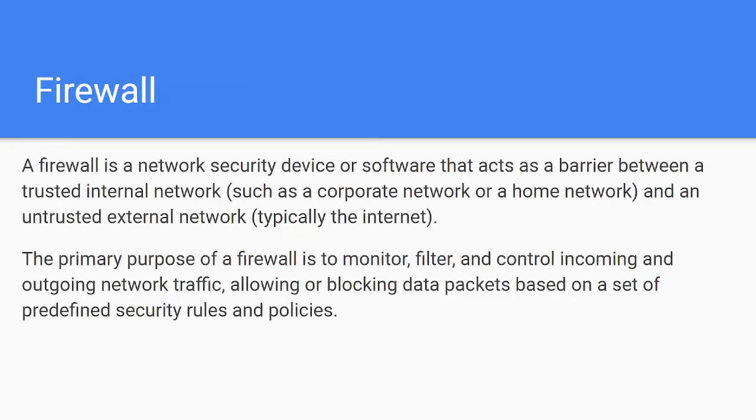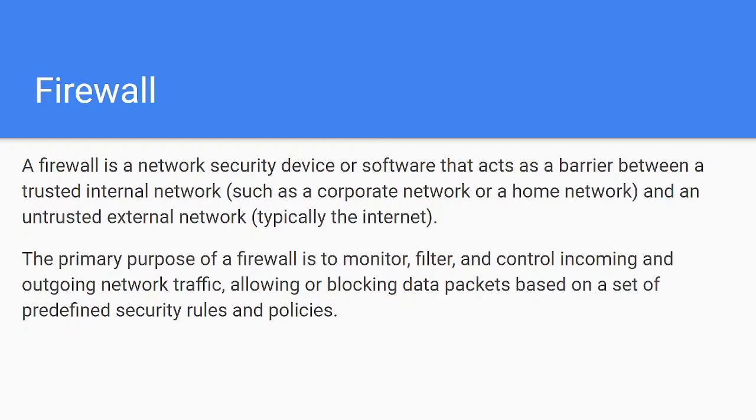So number one, firewalls. What exactly is a firewall? If you say, oh, firewall, what does it mean? A firewall is a network security device or software that acts as a barrier between a trusted internal network, such as a corporate network or home network, and an untrusted external network, typically the internet. So basically, a firewall is what sits between your company's network and the actual internet.